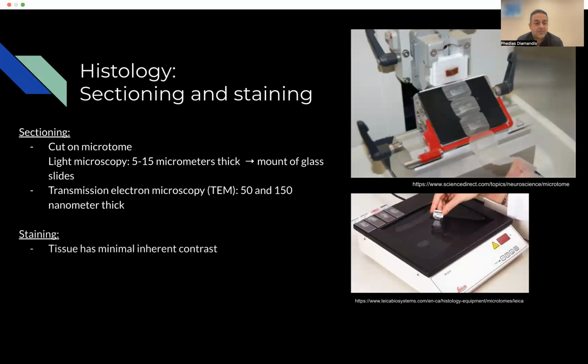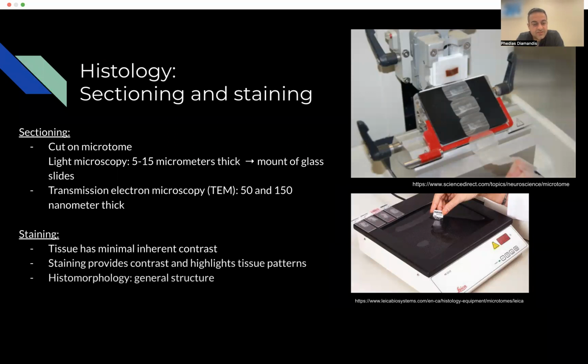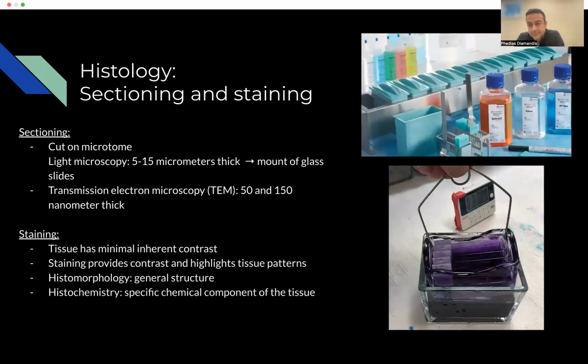And then we stain it, right? These sections, tissue does not have any inherent contrast. It wasn't made to be looked at by humans. And so we need to stain it to be able to see individual cells. When we stain it, we can make out histomorphology, the general structure, but we can also use histochemistry to look for the presence of specific components.